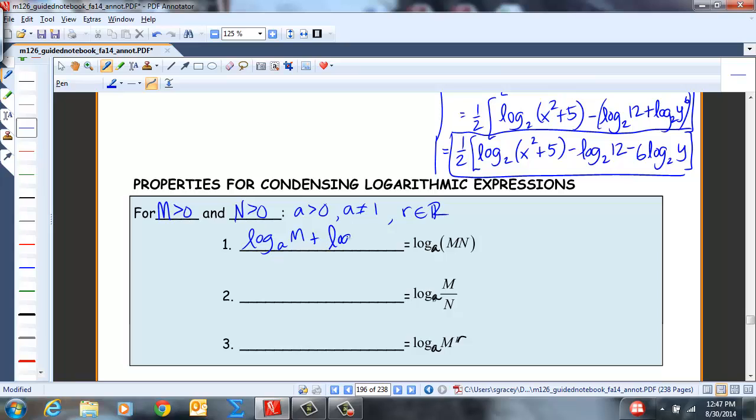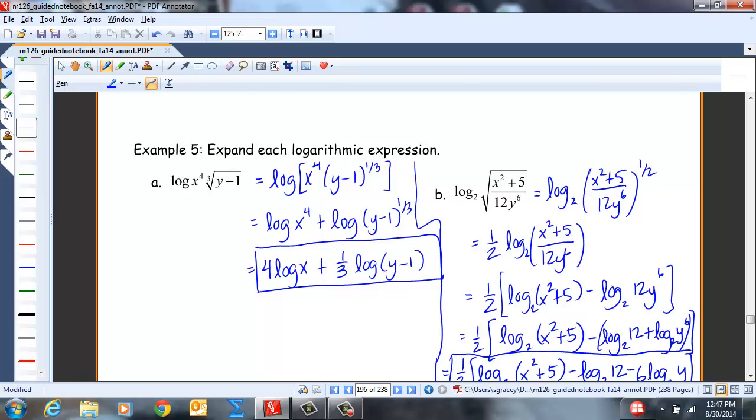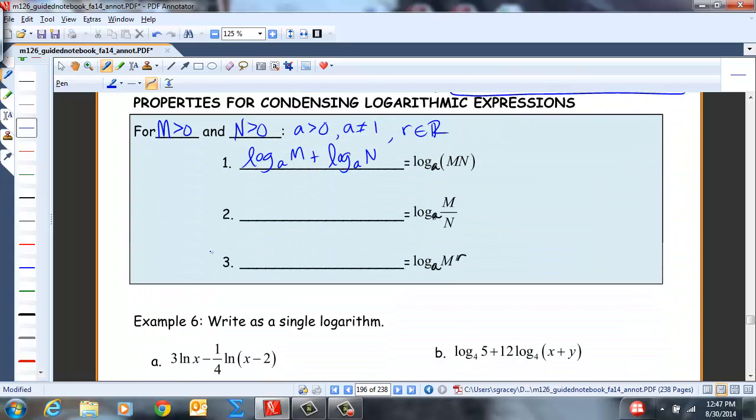By the way, what we were doing before is really useful in calculus. When you're doing derivatives, it's much easier to evaluate the derivative of an expanded expression than it is a condensed expression. Okay, so here this will be log base a of m minus log base a of n, and this one will be r times log base a of m.